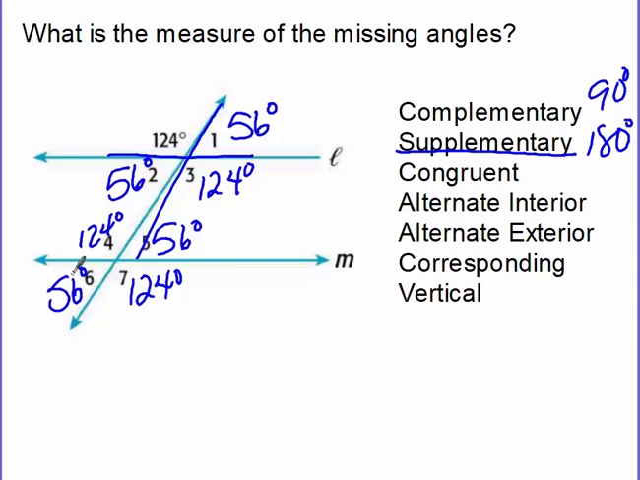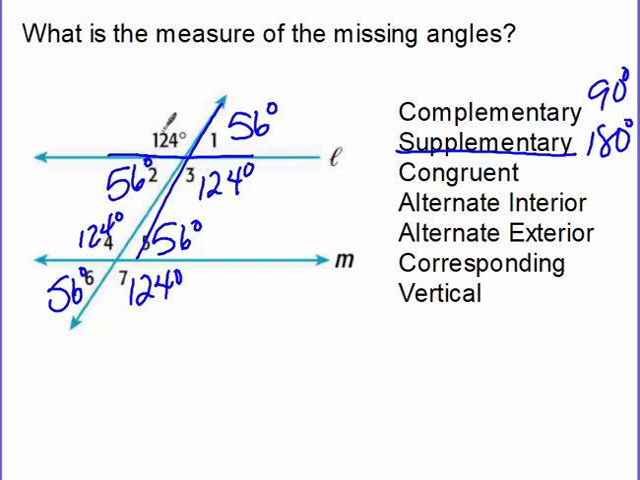Now we have two others, alternate interior and alternate exterior. Alternate interior, interior meaning it's inside the parallel lines, and they alternate on each side of the transversal. So angle 2 and angle 5 are alternate interior. Angle 3 and angle 4 are alternate interior. Then there's alternate exterior, which is the same thing. They lie outside the parallel lines and they alternate on either side of the transversal. So that's angle 1 and angle 6, angle 7, and the given angle.